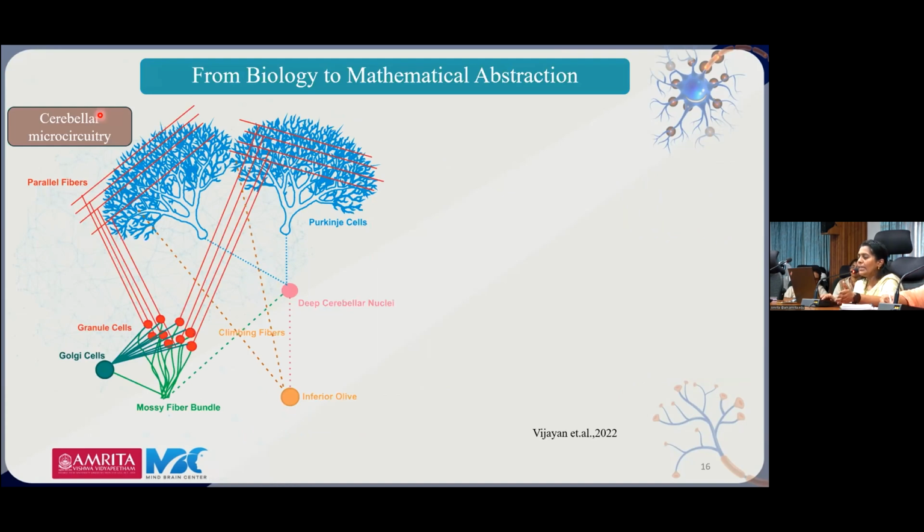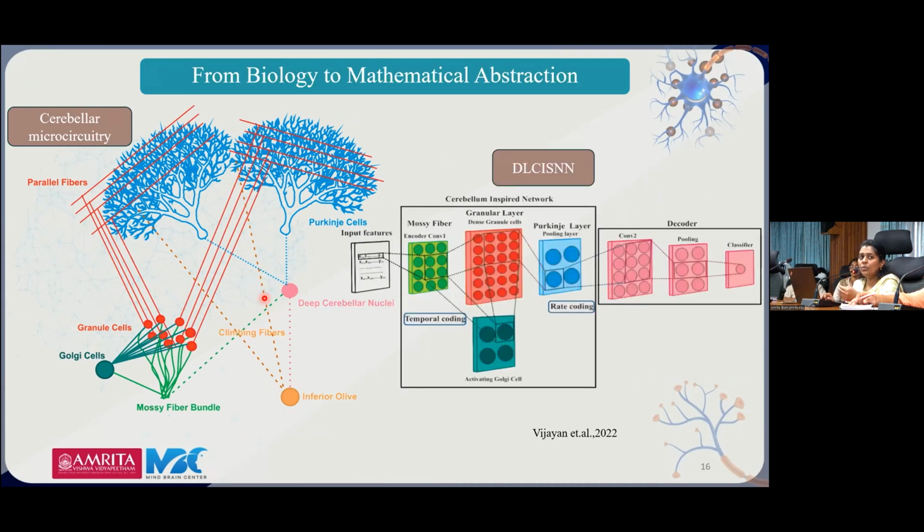Followed by that, the next thing was to convert a biological scenario to a mathematical abstraction. So we had this cerebellar circuit, with the mossy fibers giving connections to the granule cell and to the Purkinje cell, and the circuitry was well explained earlier. Based on that, we came up with a design, and we named it DL-cis-NN, Deep Learning Cerebellum Inspired Spiking Neural Network. So here the input was encoded.